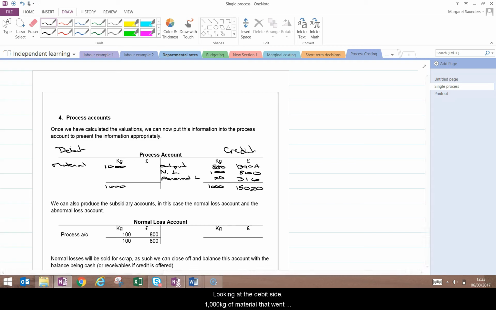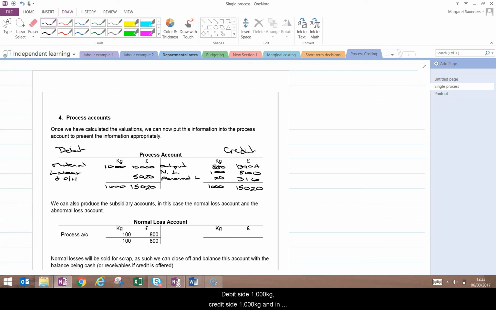So looking at the debit side, the 1,000 kilos of material that went into the process, we know were valued at £10,000. And then we also put labour and overheads into the process, which we were told were £5,020, totalling 15,020. So our process account is all balanced.